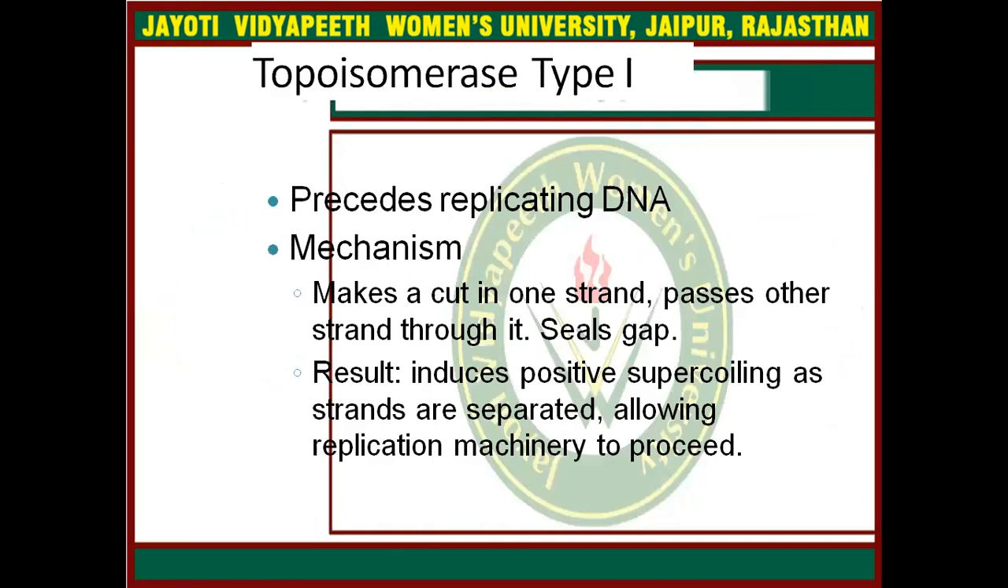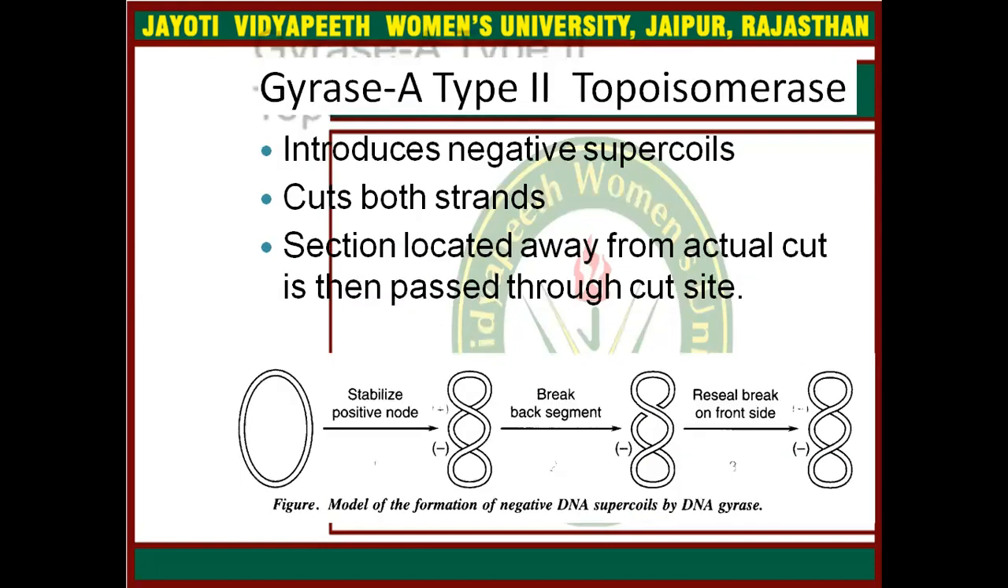There are two types of topoisomerase. First is topoisomerase 1. It precedes replication, makes a cut in one strand, passes the other strand through it, and seals the gap. The result induces positive supercoiling as strands are separated, allowing the replication machinery to proceed. Second is topoisomerase type 2, which is known as gyrase. It induces negative supercoiling and cuts both strands. A section located away from the actual cut is then passed through the cut site.